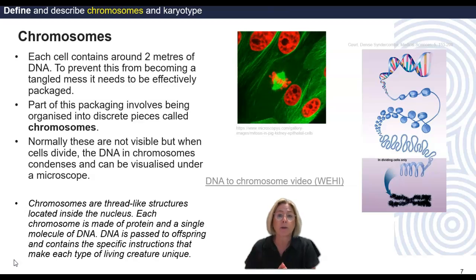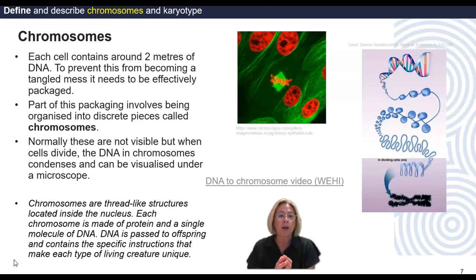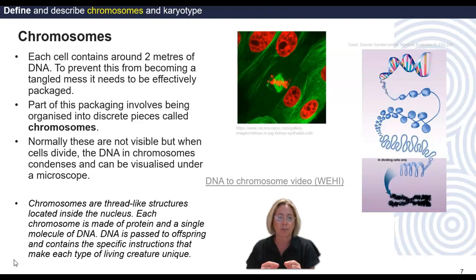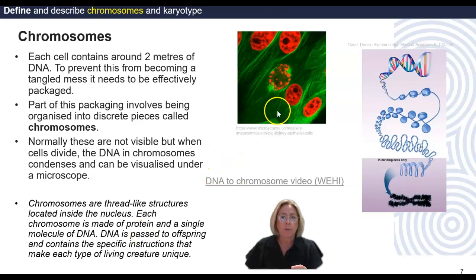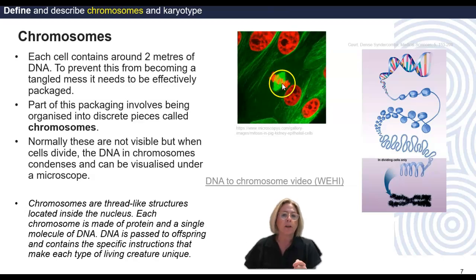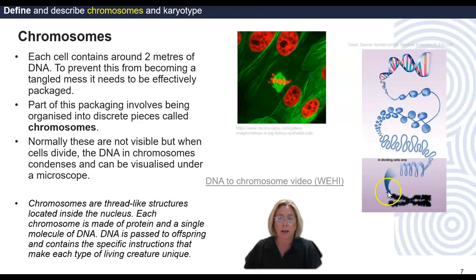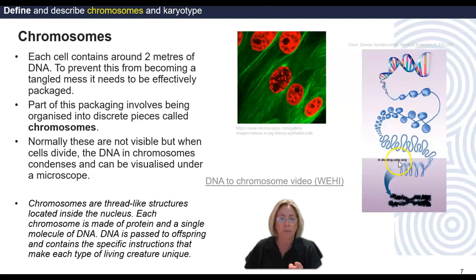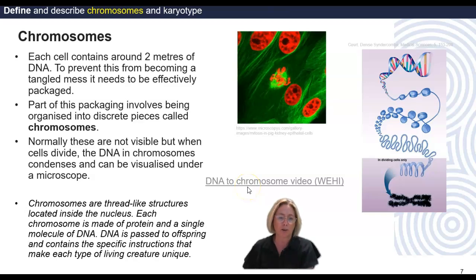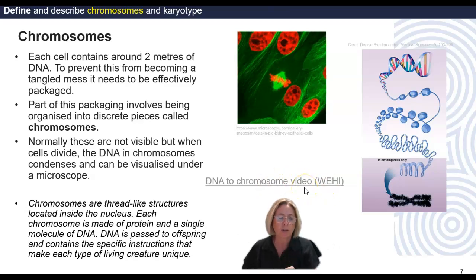So to prevent this from becoming a tangled mess, it needs to be effectively packaged. And part of this packaging involves being organized into small discrete pieces called chromosomes. Now, normally these are not visible, but when cells divide, which you can clearly see here through this really cool animation, the DNA in the chromosomes condenses and it can be visualized under a microscope, so only in dividing cells. Now, for all of you that are wildly into all of this, there's a really cool video here. It's called DNA to Chromosome. It's an Australian video, so have a look at that in your own time.